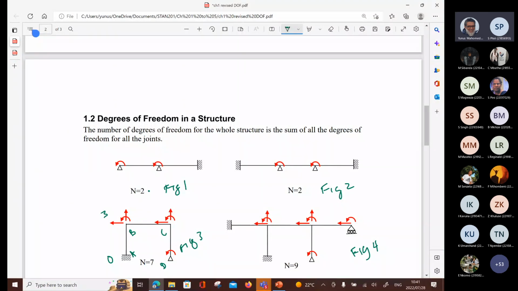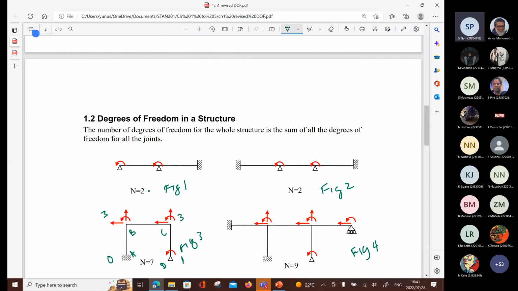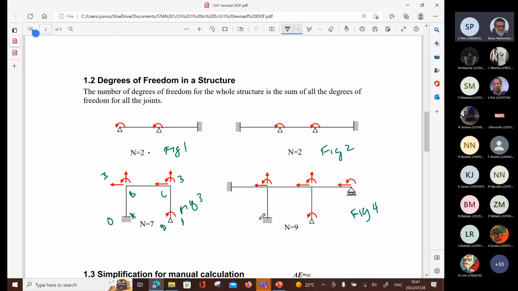Then I have the same thing happening at C. I have 3 degrees of freedom. And how many do I have at D? D is how many? 1, correct. So in total, how many do I have? 7. Right? Happy.